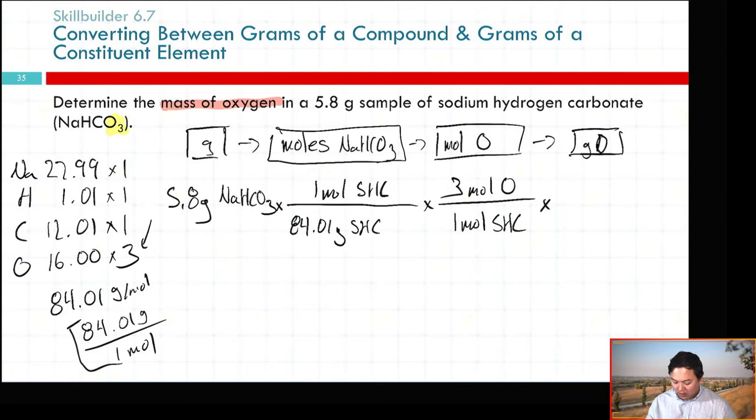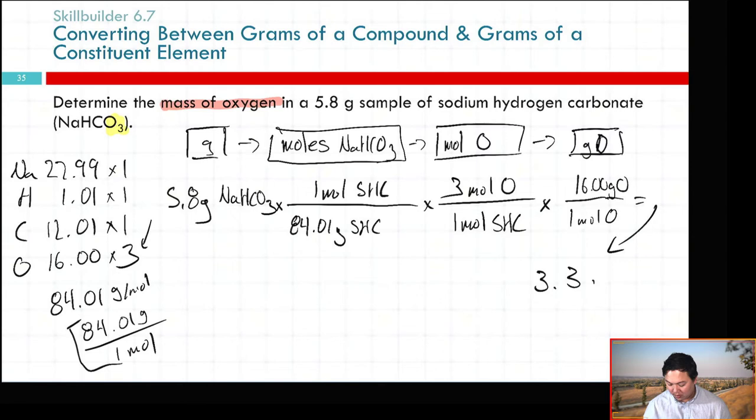And then we want to convert from whatever moles of oxygen we're getting to grams of oxygen. So we're canceling with 1 mole oxygen, 16.00 grams of oxygen. Let's do 5.8. And like I said before, I multiply across the top first. So 5.8 times 3 times 16, and then divide by 84.01. And we get 3.3 grams of oxygen.